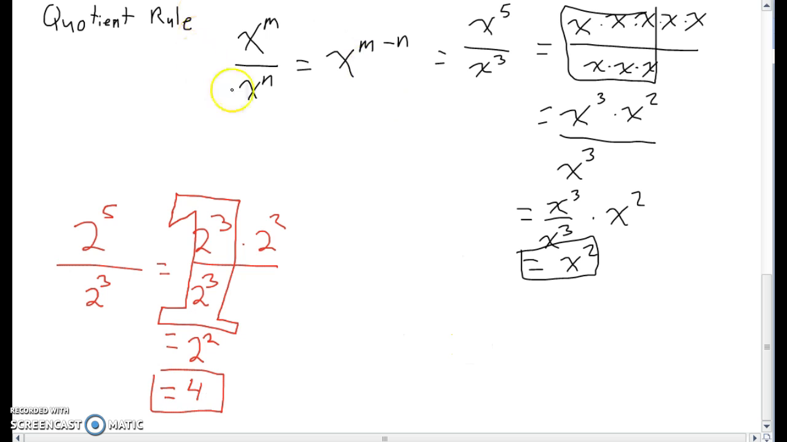And so in summary, the quotient rule, x to the m divided by x to the n, each and every time will be equal to x to the m minus n. So hopefully that's helpful with the quotient rule. That's a couple more of the rules down. Now we would like to talk about the zero exponent rule.